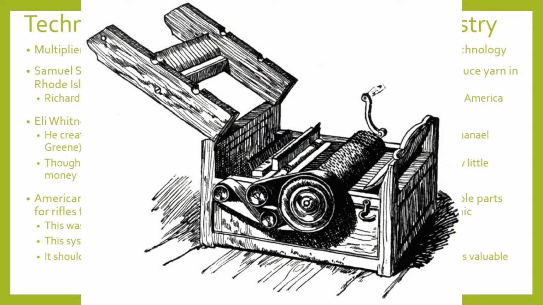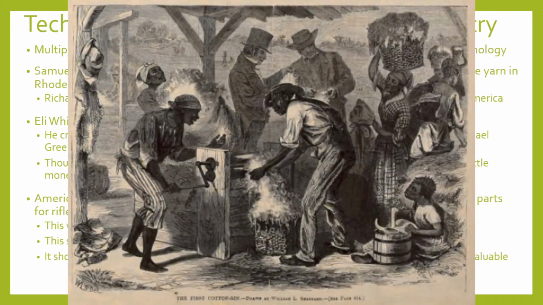Here is the original little handheld version of the cotton gin, where you just put the cotton in there and you turn the thing, and it uses these little metal teeth to separate the seeds from the actual fiber, which was good in that it meant that people didn't have to ruin their hands getting the seed out of the cotton.